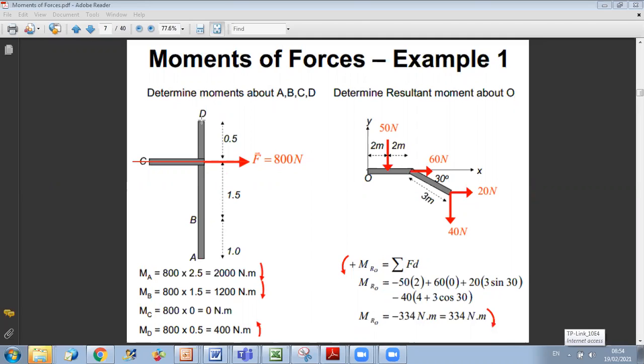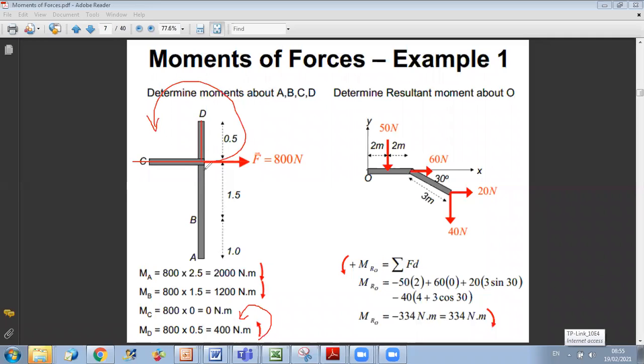Finally, to get the moment about D, I do the same procedure. I draw the perpendicular from D towards the line of action of the force. The distance is 0.5 meters. But what is different from the moment about A and B is the direction. Let us imagine how F is rotating about D. It's trying to do rotation in the counterclockwise direction. So I just put an arrow here close to my answer, showing that rotation is counterclockwise, and the magnitude is 800 times 0.5.